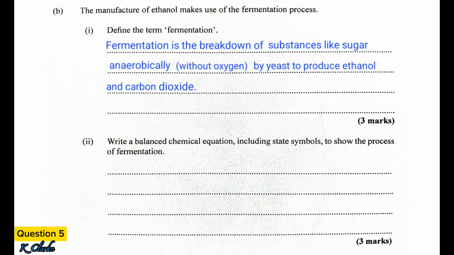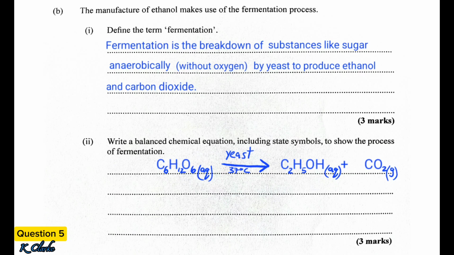The reactant will be glucose, C6H12O6. The state symbol for glucose is aqueous. Glucose in the presence of yeast at around 37 degrees Celsius. You're going to write these conditions above and below the arrow. Produces ethanol, C2H5OH aqueous, plus carbon dioxide, CO2 gaseous state.